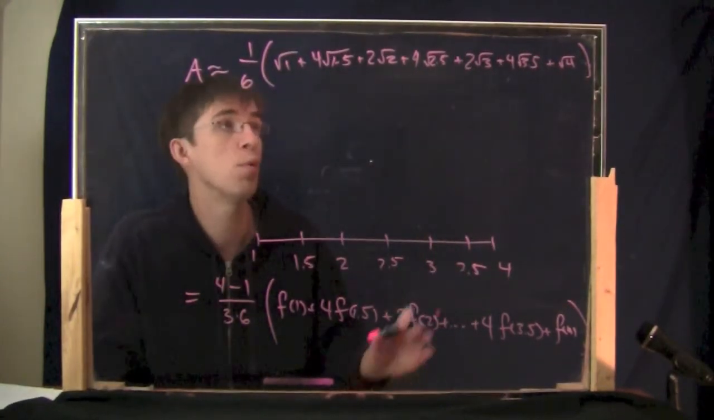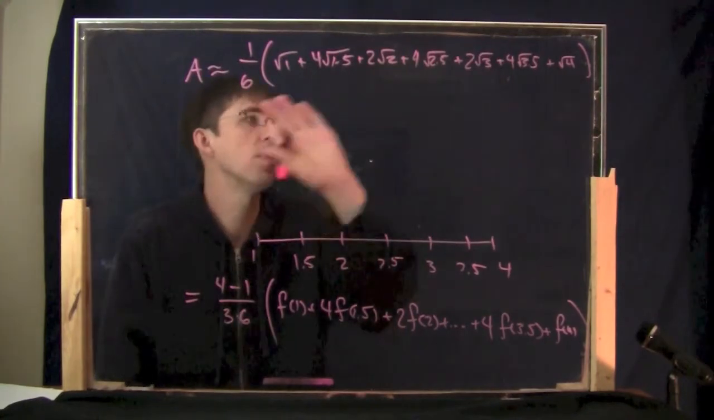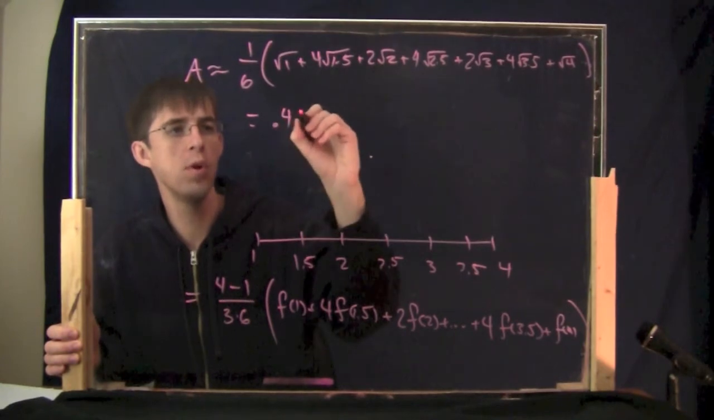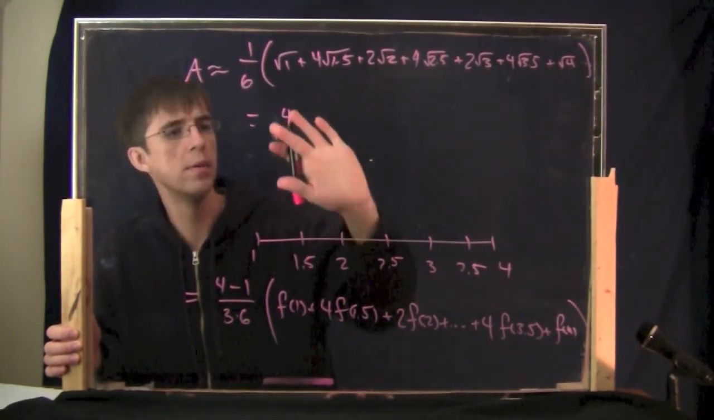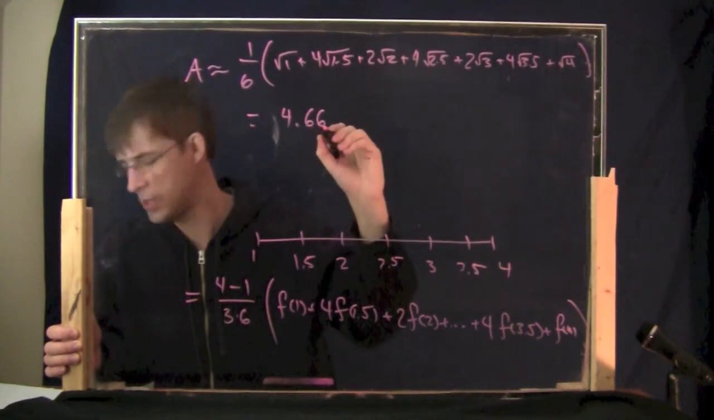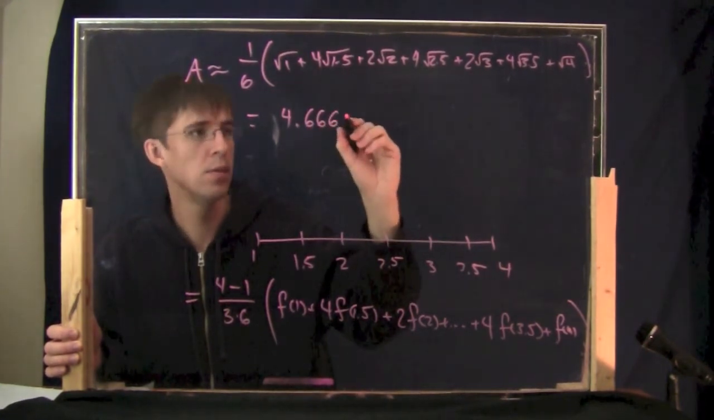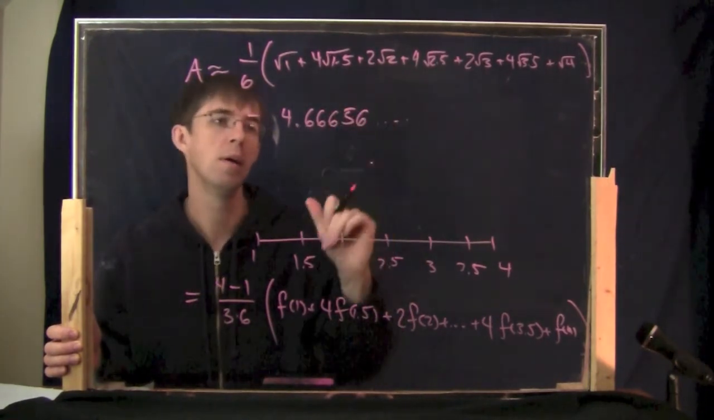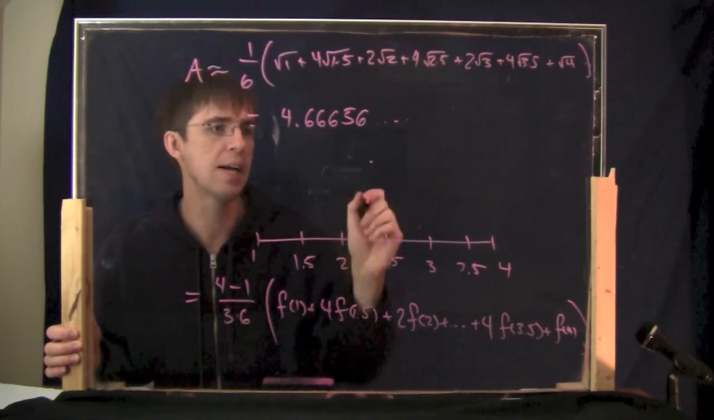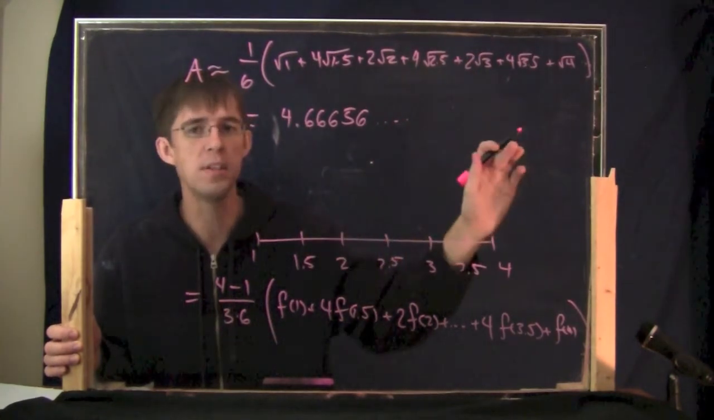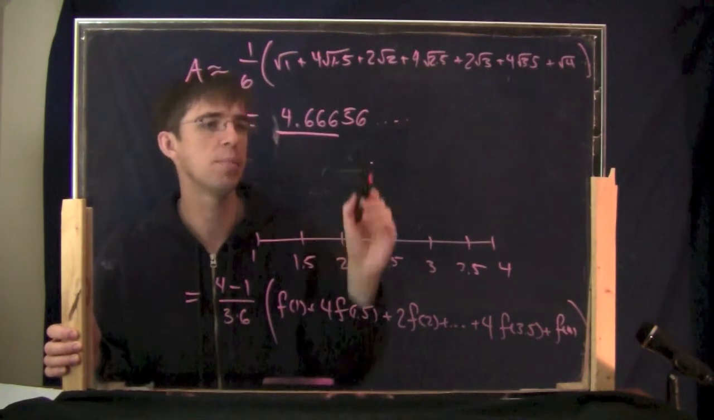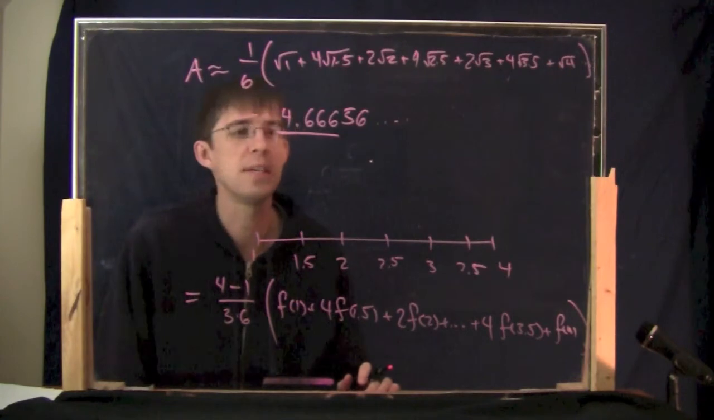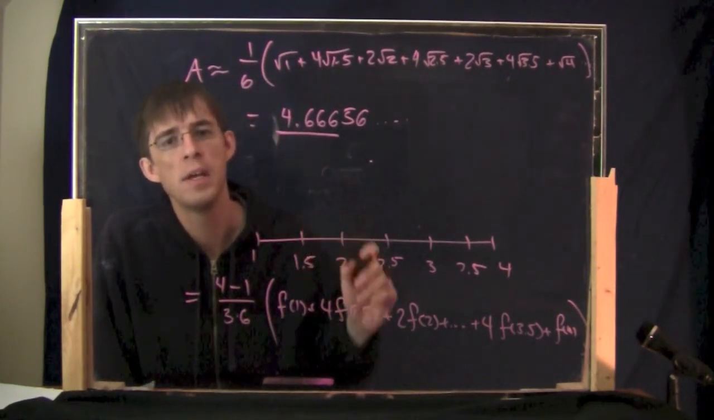If you want to see the number for this, you can plug all of that into a calculator. Here's what you get. The answer is 4.66656, etc. Very accurate. Remember the true answer is 4.6 repeating. So this is matching up to 4 decimal places, which is pretty impressive using only n equals 6. Only 6 data points, but it's still extremely accurate.